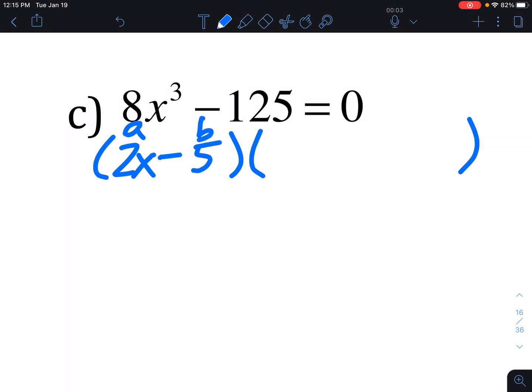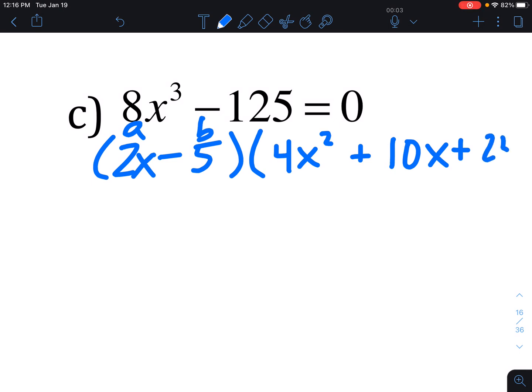So then, what we have next is A squared. That would be 2x squared, so that's 4x squared. And then plus A times B, so 2x times 5 is 10x. Then plus B squared, so 5 squared is 25.